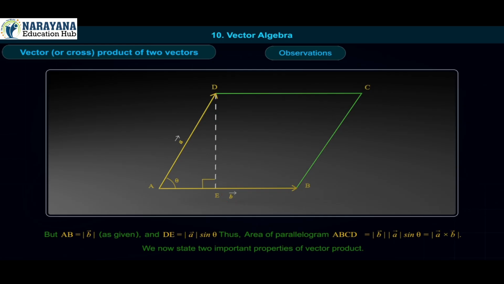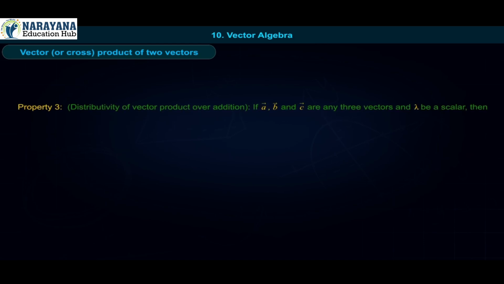We now state two important properties of vector product. Property 3. Distributivity of vector product over addition. If vector A, vector B and vector C are any three vectors and lambda is a scalar, then number 1, vector A × (vector B plus vector C) is equal to vector A × vector B plus vector A × vector C. Number 2, lambda times (vector A × vector B) is equal to vector A × (lambda vector B).